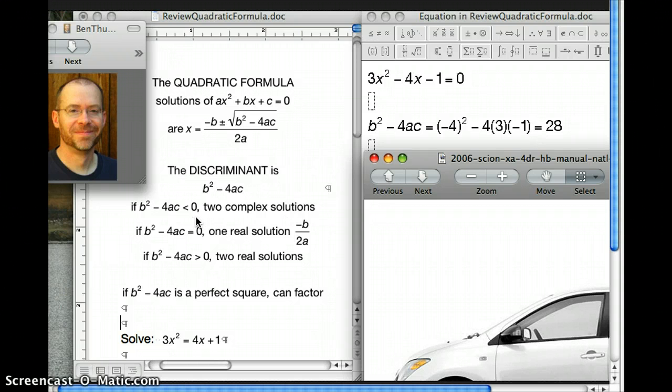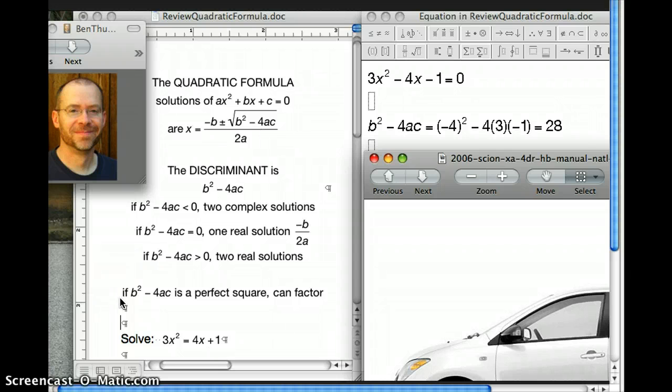If the discriminant's negative, I get two complex solutions because I have a square root of a negative number, not real solutions, but solutions that would have i in them. If b squared minus 4ac is equal to 0, then the radical disappears and I'm left with one solution, opposite of b over 2a. But if b squared minus 4ac is positive, as in this case where the discriminant equals 28, then I get two real solutions because of this plus minus a square root of a positive number gives me plus minus a real number in there.